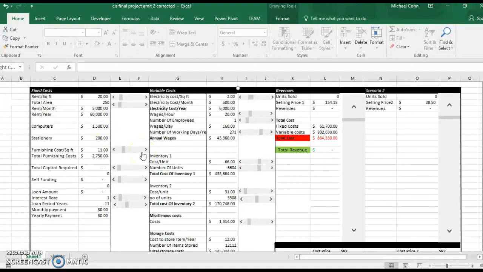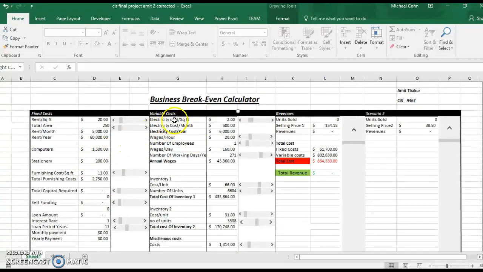The store that she rents will be empty, so she would need to furnish it as well. And depending on her budget and what she wants to do, you can adjust the furnishing cost per square foot. Currently, I'm setting the furnishing cost to around $11 a square foot. So that adds an additional $2,750 to furnish the entire store.